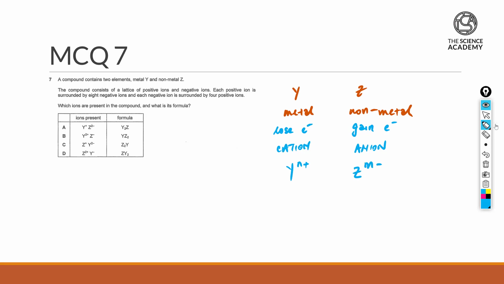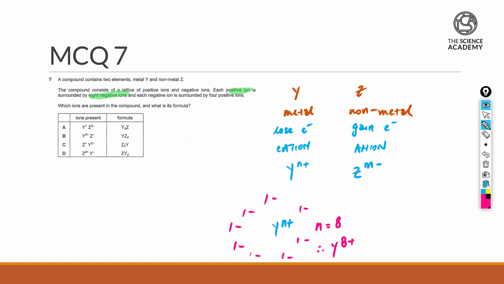Now the clue then comes in through the question itself, whereby it mentioned that the positive ion is surrounded by 8 negative ions. Now I will assume that if that's the case here, I'm looking for Yn+, surrounded by negative ions, 8 of them, 1, 2, 3, 4, 5, 6, 7, 8, suggesting that if each of them is a 1- charge, N itself should hold a value of 8, giving me a Y8+.